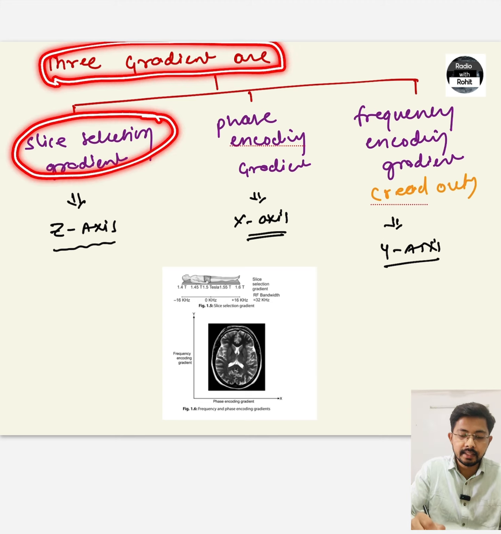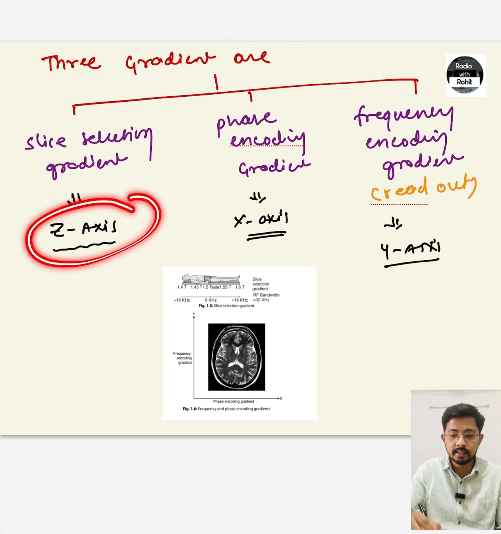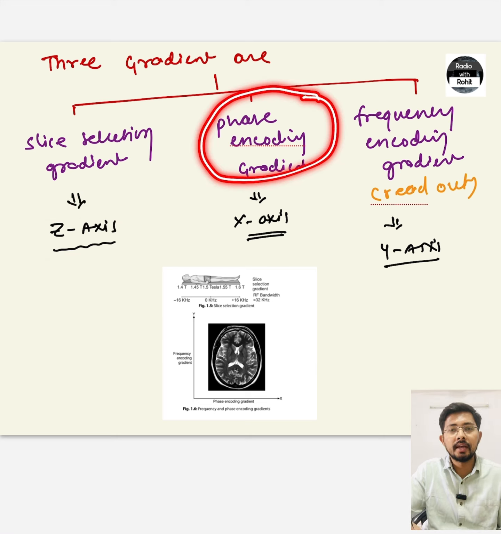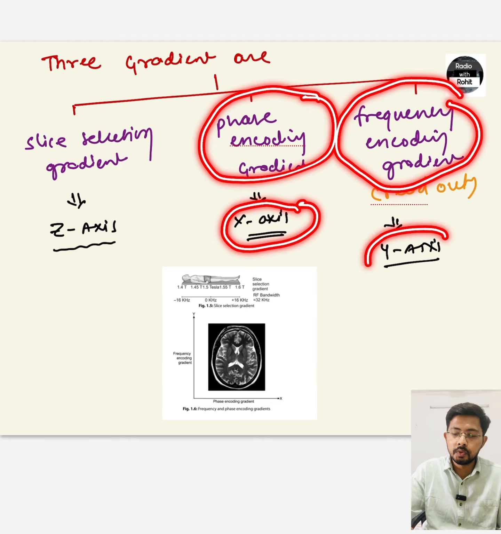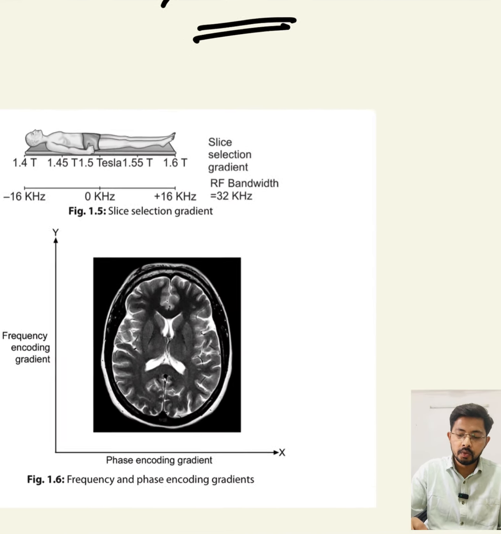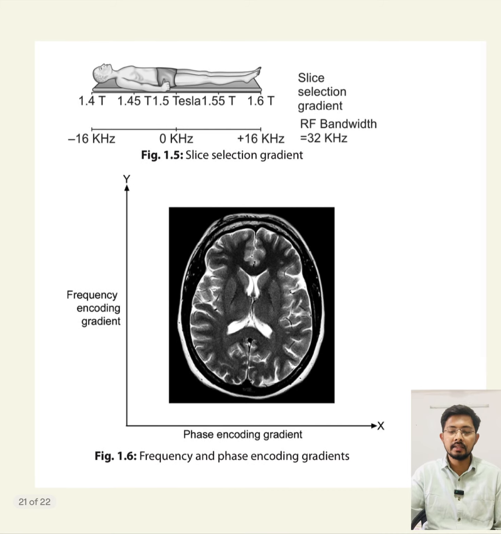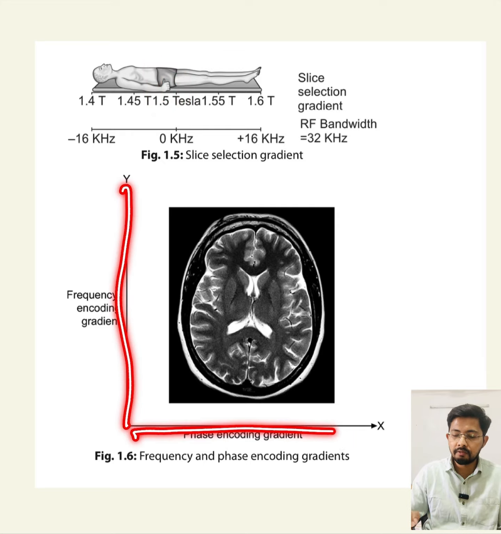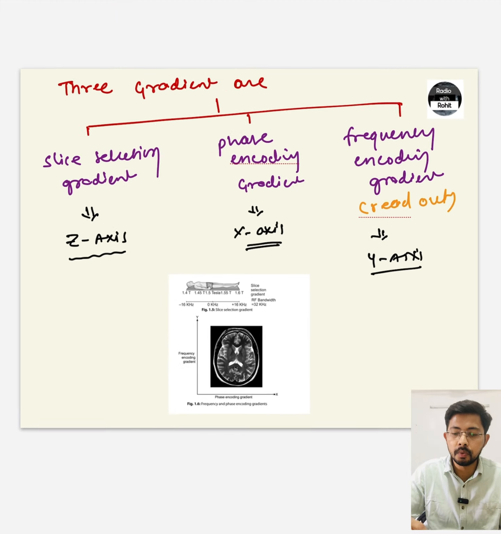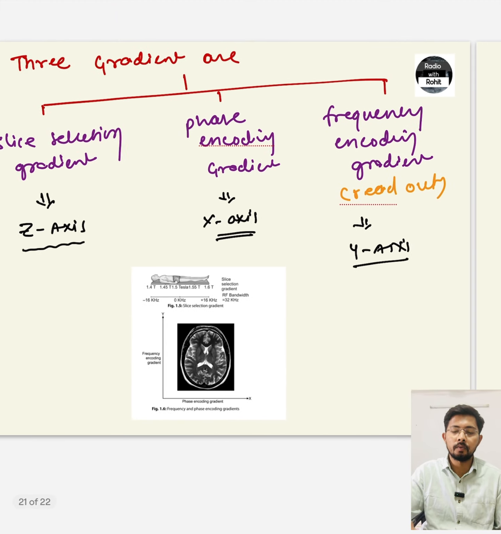So there are three gradients. First is the slice selection gradient, which is applied along the z-axis. Then we have the phase encoding gradient, which is applied along the x-axis. Then we have the frequency encoding gradient, which is applied along the y-axis. Here also is the diagram from Made Easy by Govinda. First, along the z-axis we put this gradient from head to toe so that we get the particular slice, and then frequency encoding along the y-axis and phase encoding along the x-axis, and then we reach the particular target or slice of our interest.